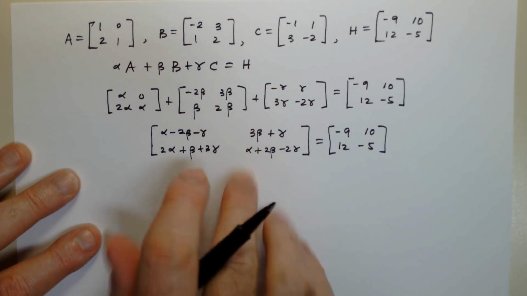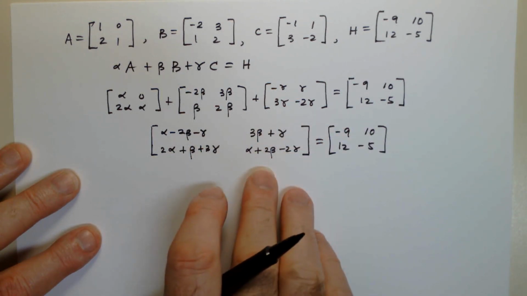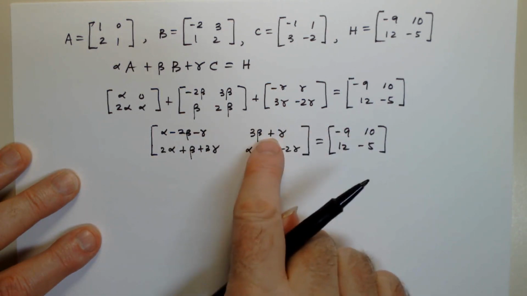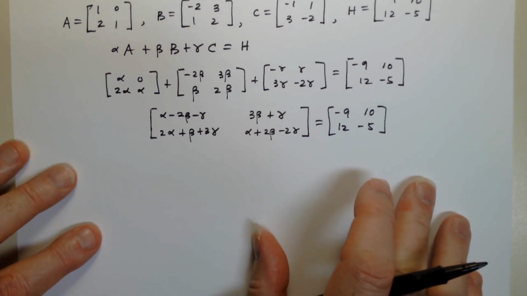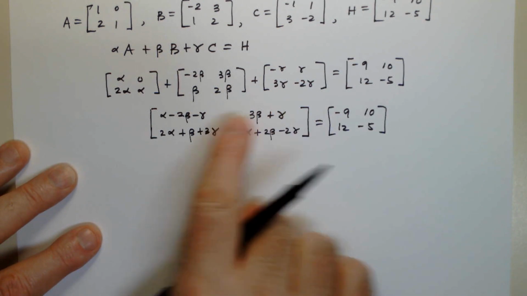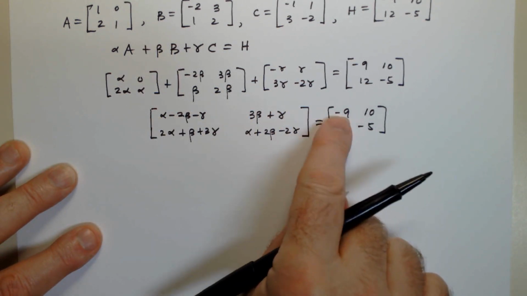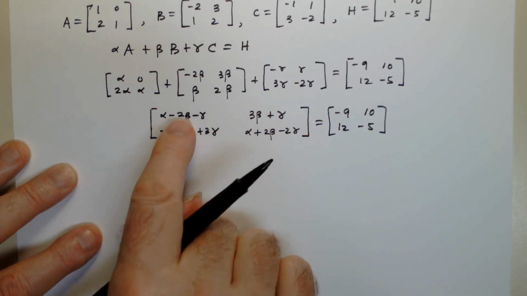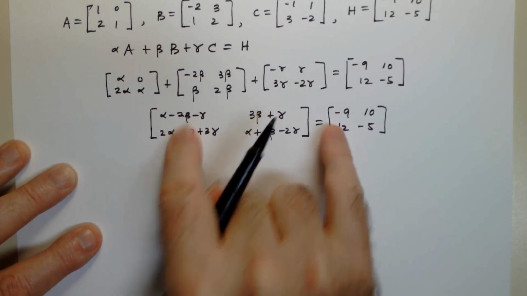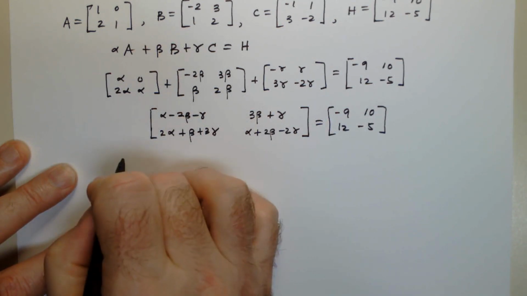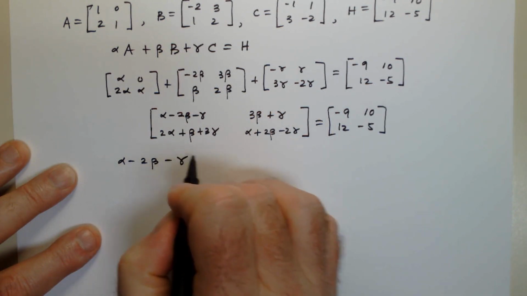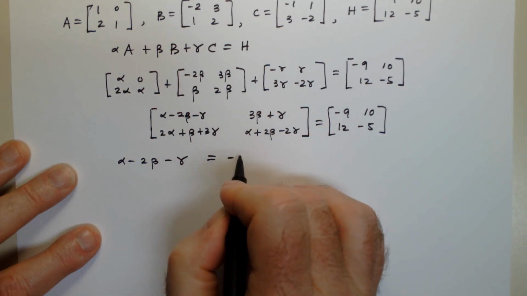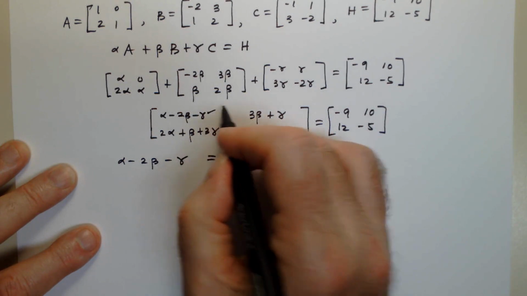Now, what does it mean to say that this matrix is equal to this matrix? It means that entry by entry, they're equal to each other. So this is going to give us a system of equations, right? Just by comparing an entry on the left with an entry on the right. So our first equation, which we'll get by comparing these two entries, is going to be alpha minus 2 beta minus gamma equals negative 9. That takes care of those two.